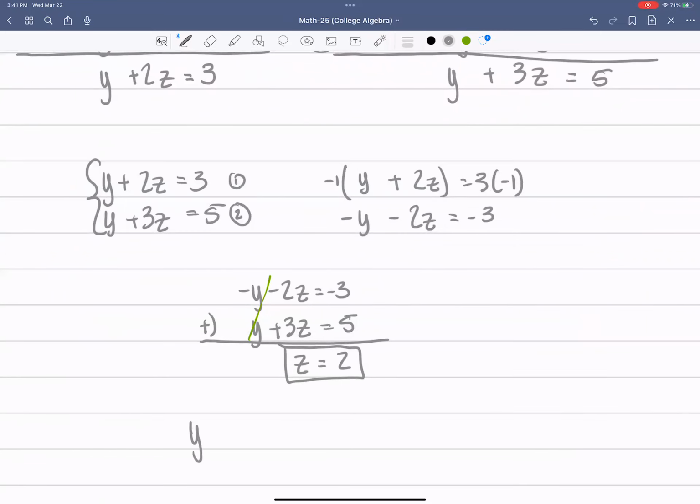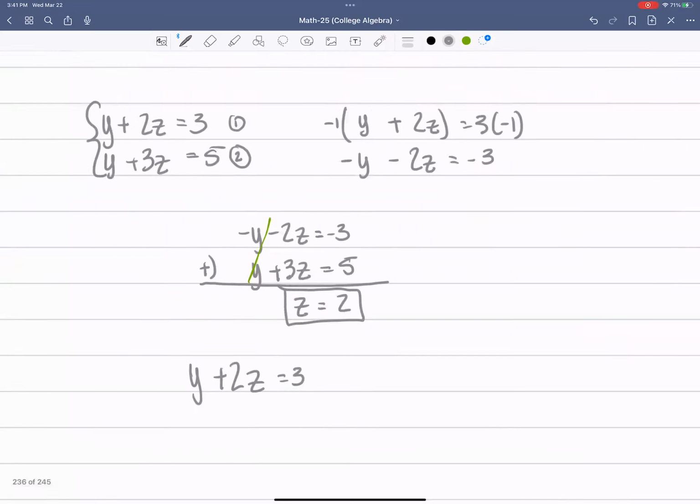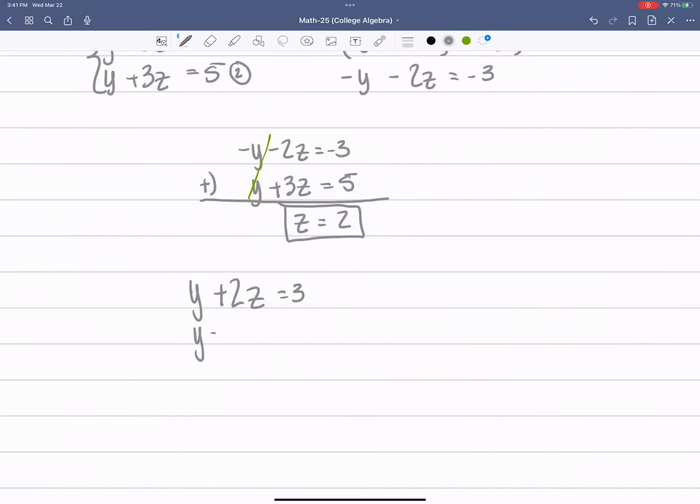So y plus 2z equals 3. We found out what z was. Y plus 2 times, let z equal 2, is equal to 3. We have y plus 4 equals 3. Subtract 4 from both sides. We have y is equal to negative 1. So now we have our y, we have our z. We just have to figure out what x is.